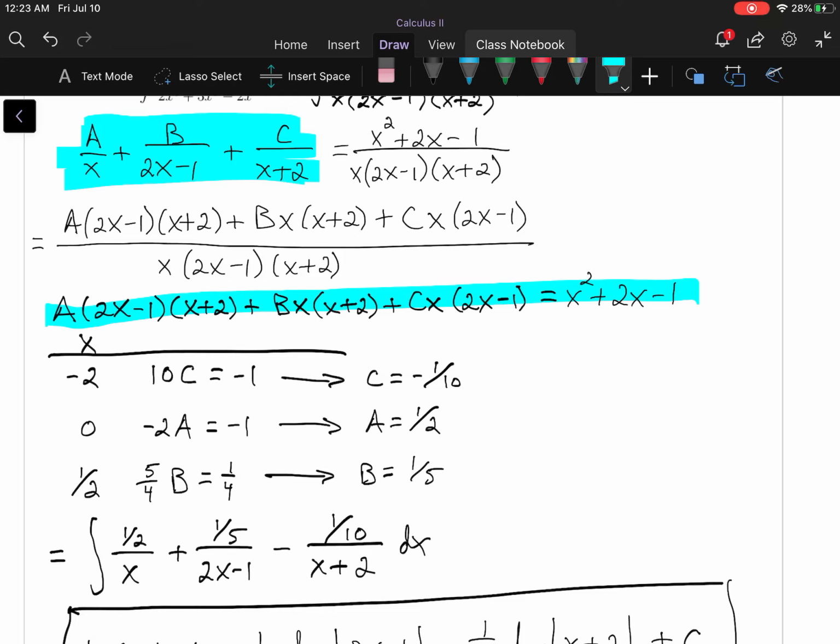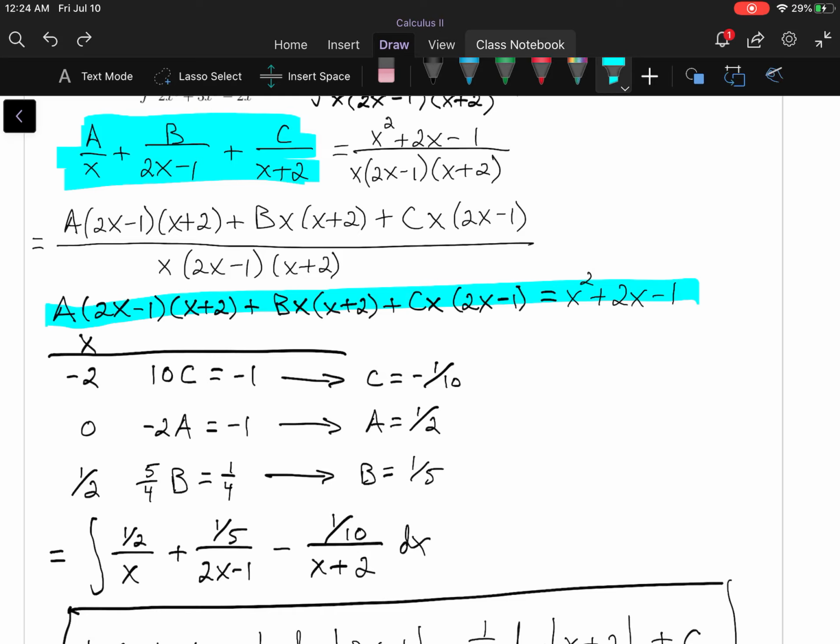The next value I chose was 0. When x is 0, A is going to be multiplied by negative 1 and 2. B disappears because it's multiplied by 0. C is also multiplied by 0. And so we have negative 2A equals negative 1, which means A is positive 1/2. And finally, when x is 1/2, going through the same process, you will get 5/4 B equals 1/4. And when you solve for B, B equals 1/5.